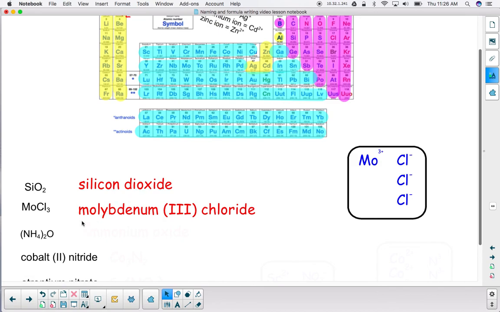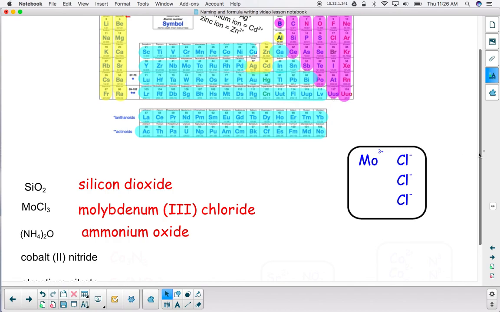My next compound is a polyatomic ion, ammonium, with a purple element. That means I have an ionic compound, and I simply have to name the positive ion, name the negative ion. So this compound is ammonium oxide. It takes 2 ammoniums at +1 each to buddy up with the oxygen at -2.